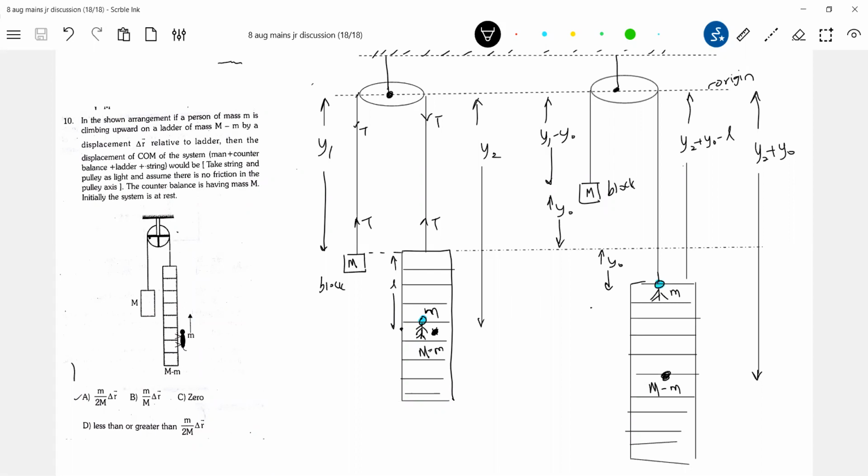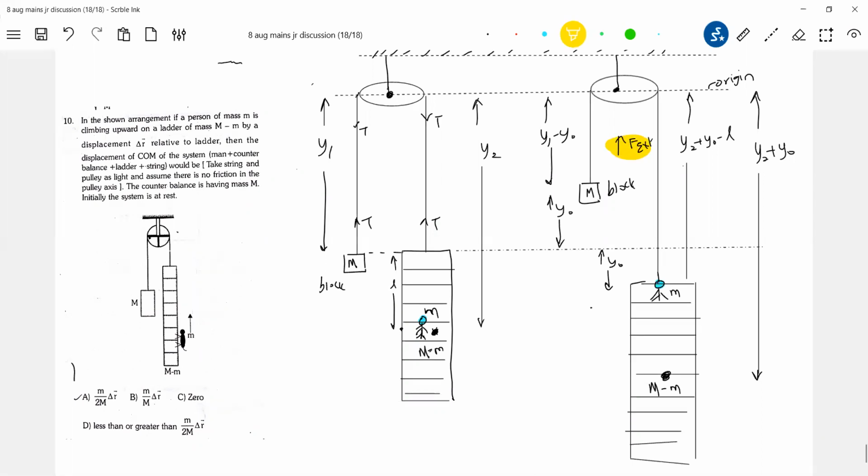T plus delta T. Here the tension will increase, and correspondingly here it will increase. Earlier the tension was balancing mg, and on this side mg. As the person starts climbing up, there is an increment in tension. So what is the net force acting on the system? It will be upward, no? So the net force is acting on the system in what direction? Upward. So the center of mass will shift along the y-axis.